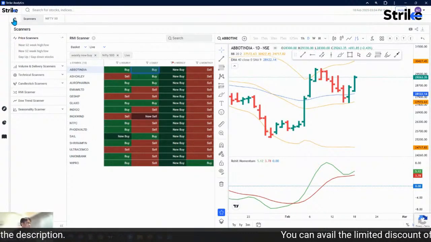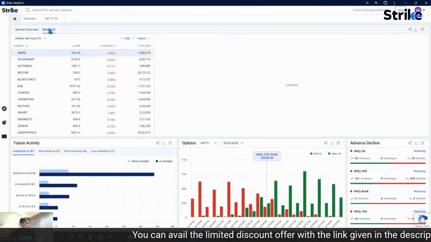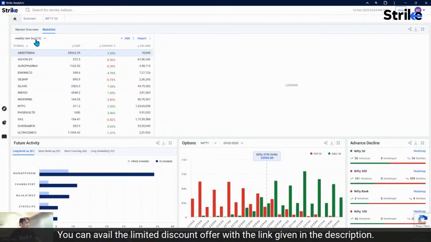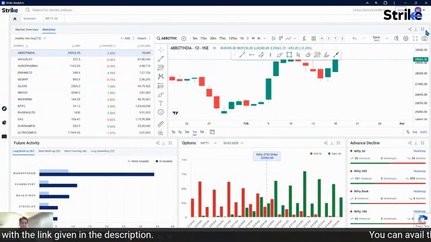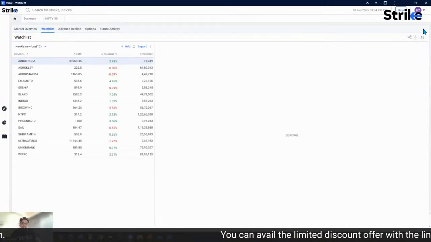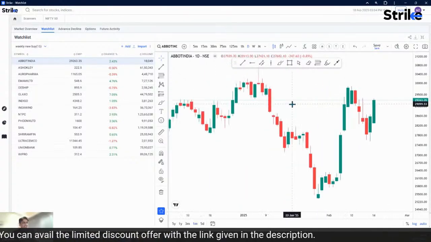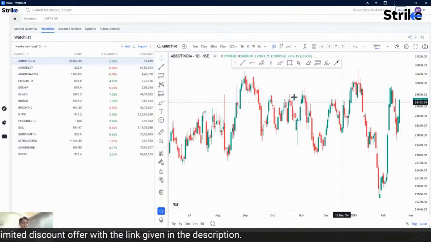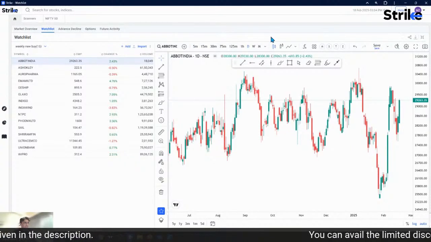Once this is created, you can go to the home button and check on watch list. You see weekly new buys, and now on the right hand side there is this enlarge button. Can you see this in the top right corner? You click on this enlarge button, so your watch list will open up over here with these 15 stocks, and their chart will open up on the right hand side, where you can change the time frame of the chart.